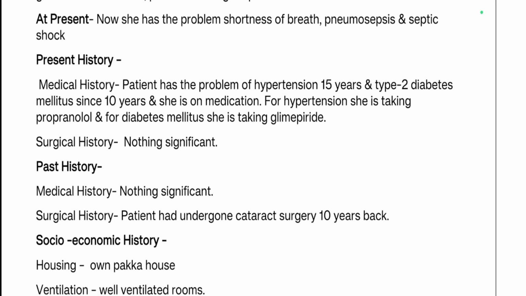Next is at present. Now when you get the patient, which type of symptoms the patient has should be written. So what symptoms the patient had at the time of admission, and what symptoms the patient has when you receive the patient, you have to write. So now she has a problem of shortness of breath, pneumosepsis and septic shock.